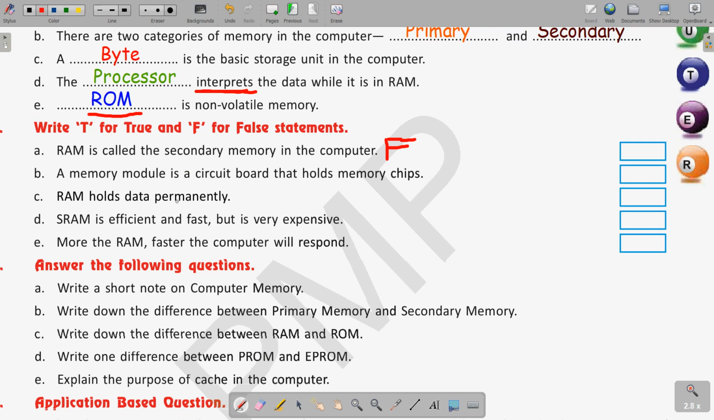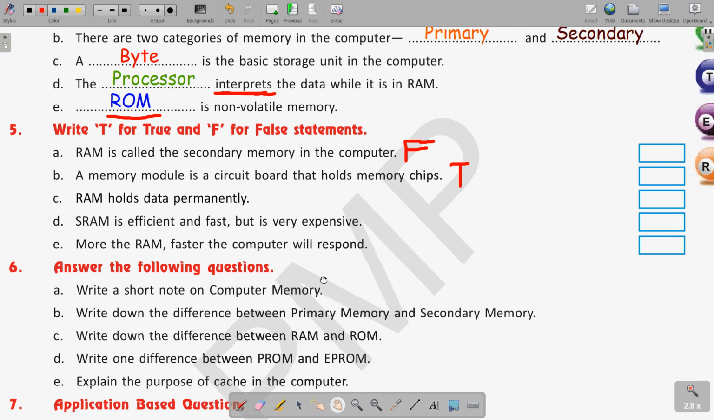Next is, a memory module is a circuit board that holds the memory chips. Yes, it is correct. A memory module is the circuit board where the different RAM chips are placed. So it is true. C. RAM holds data permanently. Is it correct? No. In the RAM, the data are saved temporarily, for a temporary time period. So that is why this is false. RAM is volatile or non-volatile? RAM is volatile, meaning the content will be deleted. So this will be false.